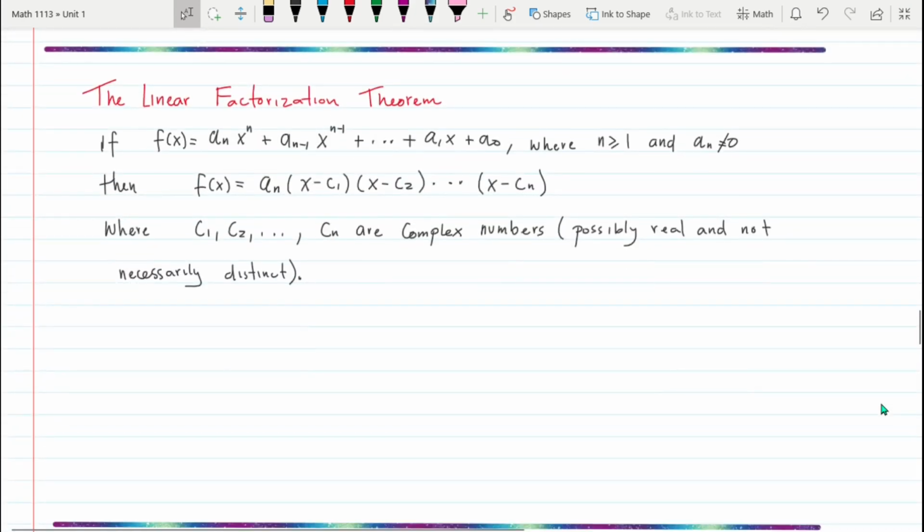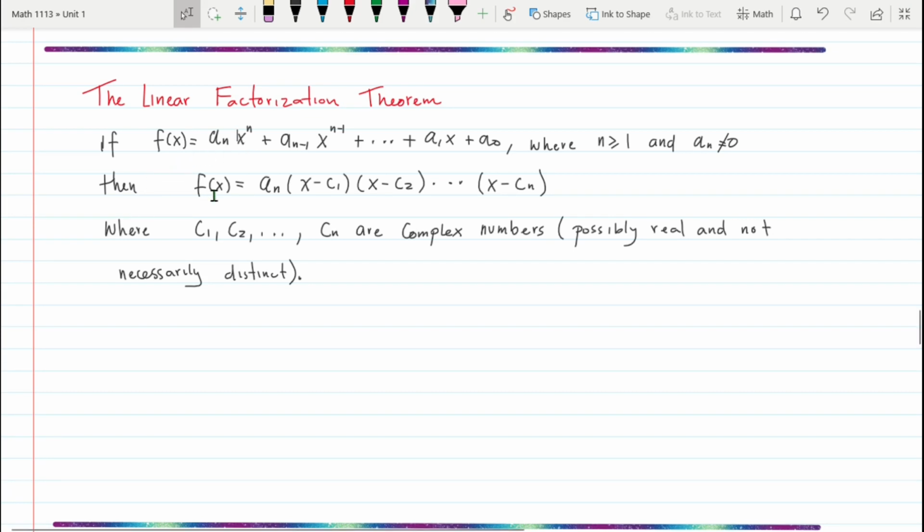Now let's talk about the linear factorization theorem. Like we saw in the previous example that we worked out, we were able to get it in a product of small factors to make up the original polynomial. So what the linear factorization theorem tells us is the following. If you have f of x as the standard definition for a polynomial, where the highest power n is greater than or equal to 1, and the leading coefficient is not 0, then you can rewrite this polynomial as the following.